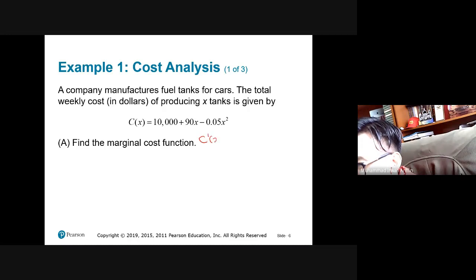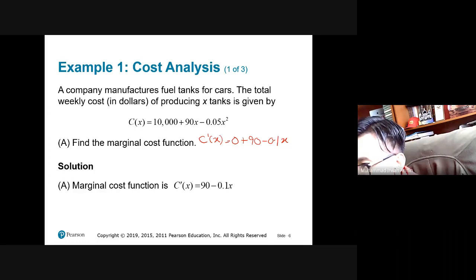So C prime of x equals, what is the change? 10,000 would be 0 because there is no x. So regardless of whatever we change the value of x, this 10,000 will not change. Plus 90, right? Minus, so 2, we bring it to the front, multiply with 0.05. So this will give us 0.1x. Now this is our marginal cost function.